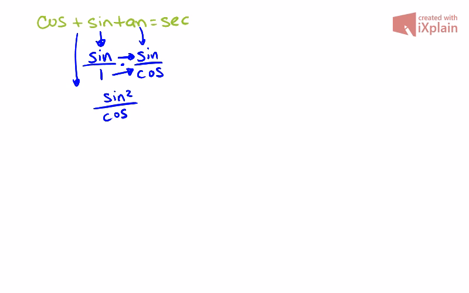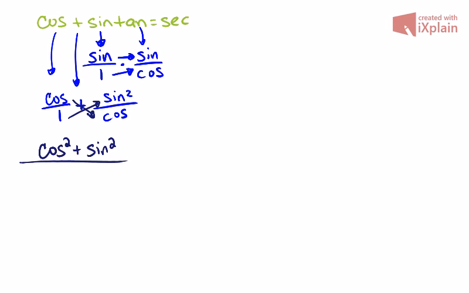Now I can bring down the plus sign from the middle, bring down the cosine, that's going to give me cosine over 1. Now I'm adding and subtracting, so I want to see if my bottoms match. They don't right here, so I need to cross multiply. So cosine times cosine gives me a cosine squared. 1 times sine squared gives me a sine squared, all over bottom times bottom. So 1 times cosine is cosine.